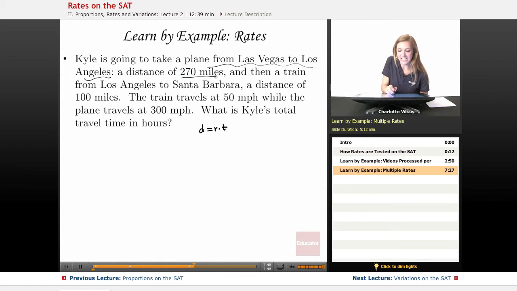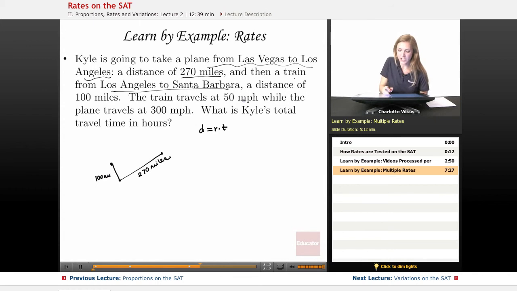of 270 miles. And then from there, he's going to take a train, which goes from Los Angeles to Santa Barbara, and that's a distance of 100 miles. So basically, he's going from Vegas down to Los Angeles and then up the coast to Santa Barbara. And he's got 270 miles here and 100 miles here.